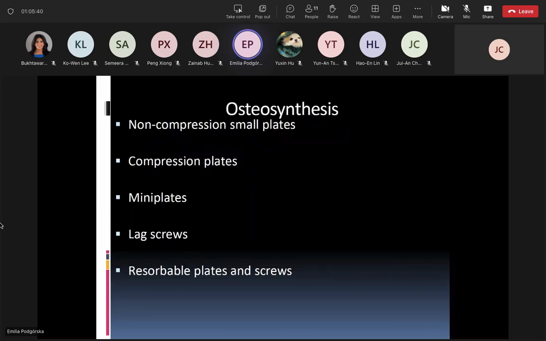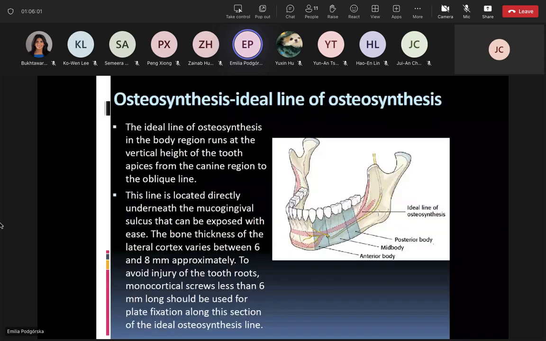Osteosynthesis, ideal line of osteosynthesis. The ideal line of osteosynthesis in the body region runs along the external oblique ridge. This line is located directly underneath the apices of the teeth. The bone thickness at the lateral cortex varies between 6 and 8 millimeters. To avoid injury to the tooth roots, monocortical screws less than 6 millimeters long should be used for plate fixation along this section of the ideal osteosynthesis line.